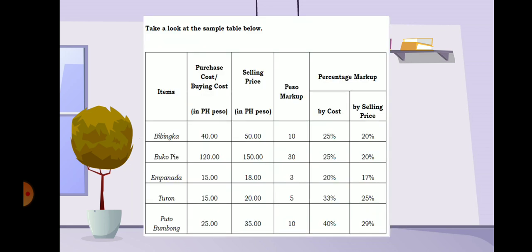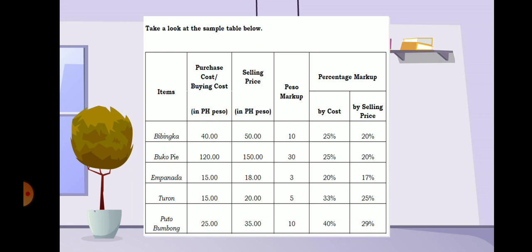Okay, take a look at the sample table below. So we have the items, purchase cost or the buying cost, then the selling price, then peso markup, and the percentage markup based on cost and based on selling price. Okay, let's have the first one. Bibingka. The purchase cost is 40 pesos. The selling price is 50 pesos. Then, the peso markup is 10 pesos. Percentage markup based on cost is 25%, and based on selling price is 20%. Okay, so we have also the buko pie, empanada, turon, and puto bumbum.